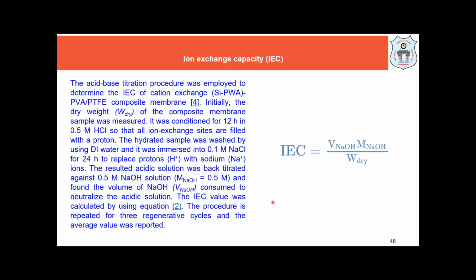Okay. So the resulting acidic solution will be back titrated against 0.5 molar NaOH solution. And the volume of NaOH consumed to neutralize the acidic solution will be determined. So once you know the titration value, the molarity and the mass, you can get the ion exchange capacity using this formula. Okay.